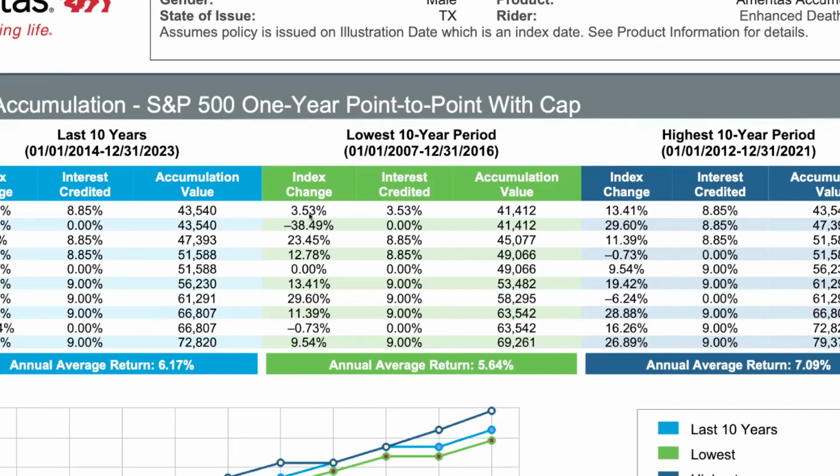And then that first year, again, you did 3.5%, and the money rose to 41,412. And then in year two, the market crashed and the market went negative 38.49. But remember, value proposition number one is our clients don't lose any money. So in this particular year, you didn't take an L. You just stayed at zero for that year. So you didn't get any interest because the index was down, but look at your accumulation value. It stayed exactly the same.